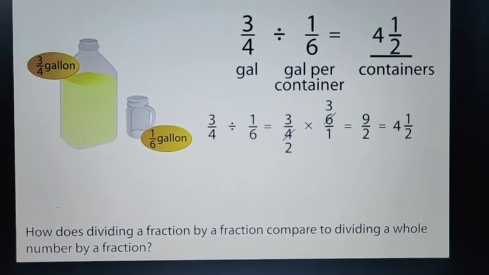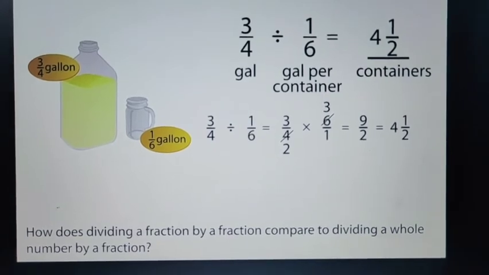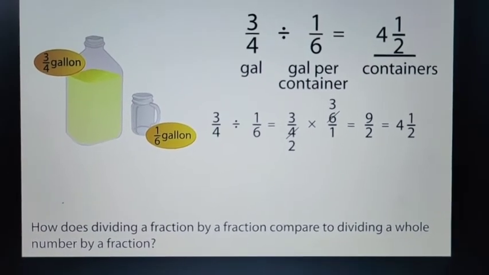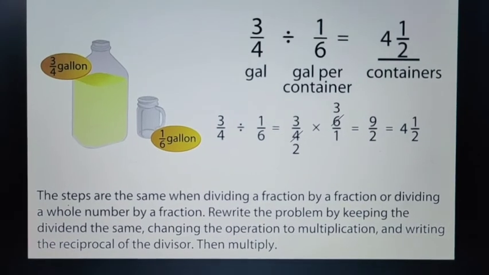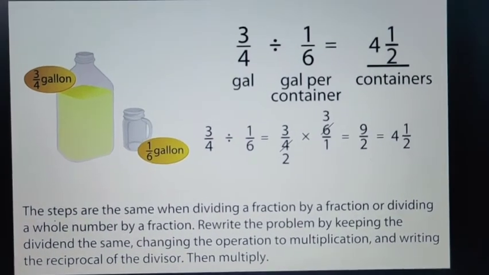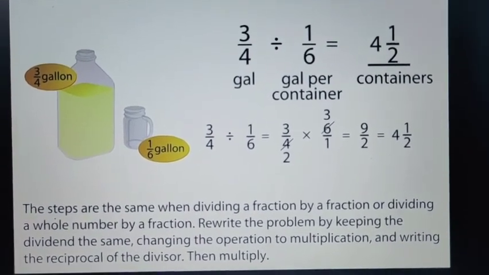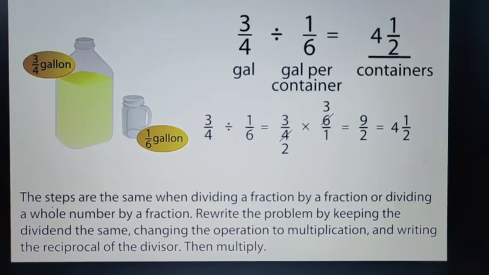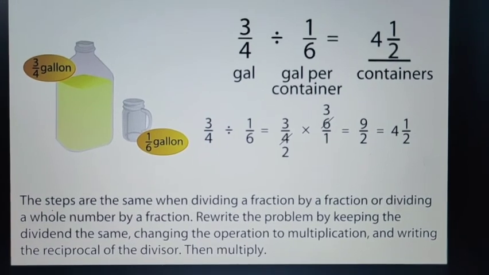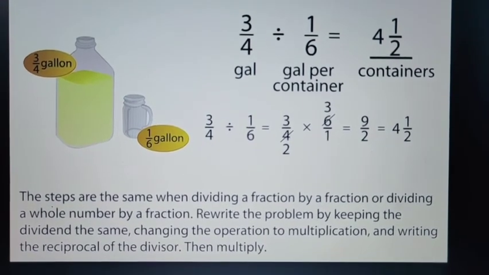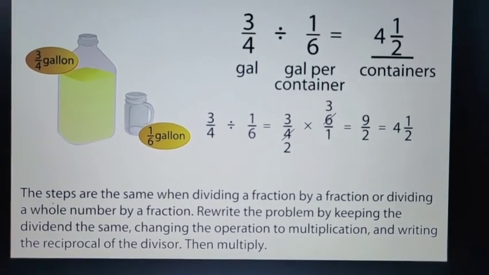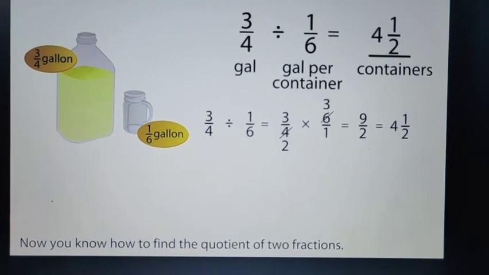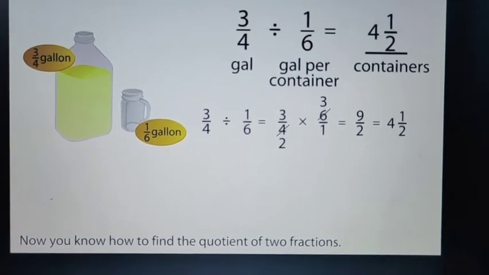How does dividing a fraction by a fraction compare to dividing a whole number by a fraction? The steps are the same when dividing a fraction by a fraction or dividing a whole number by a fraction. Rewrite the problem by keeping the dividend the same, changing the operation to multiplication, and writing the reciprocal of the divisor. Then multiply. Now you know how to find the quotient of two fractions.